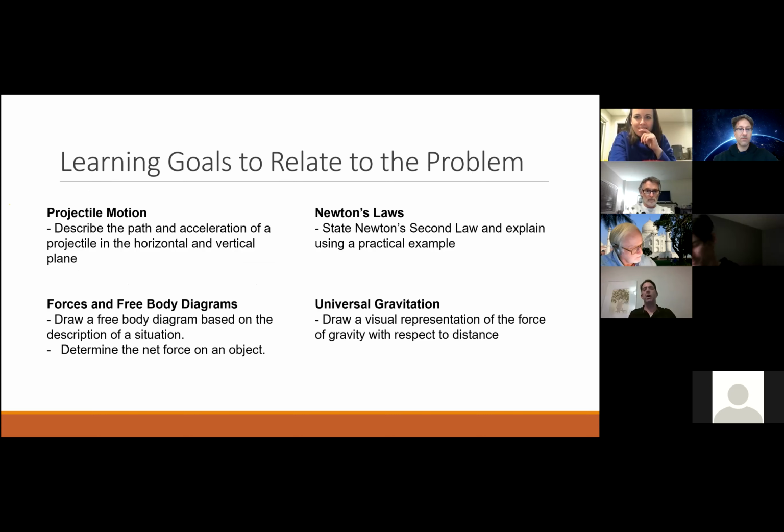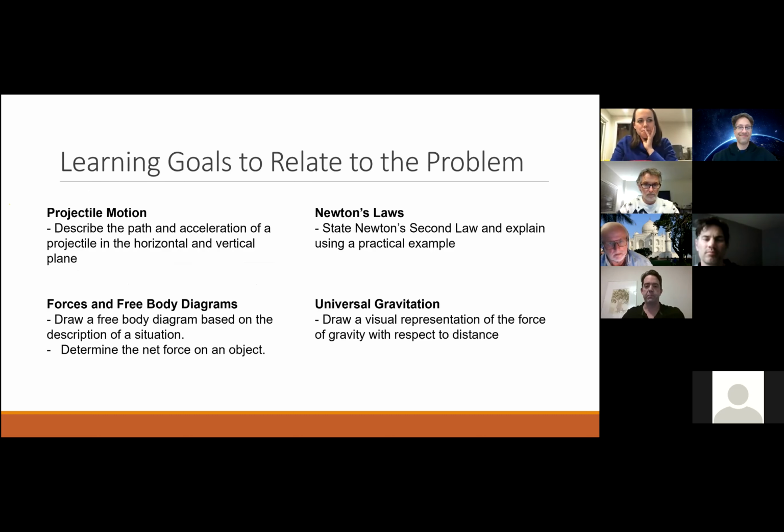Now, these are the learning goals related to the problem. You're going to have to bring your knowledge of projectile motion, Newton's laws, universal gravitation, and forces in free body diagrams. So let's hope that doesn't sound too daunting for some physics teachers.